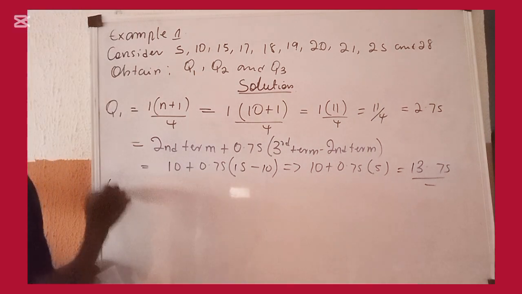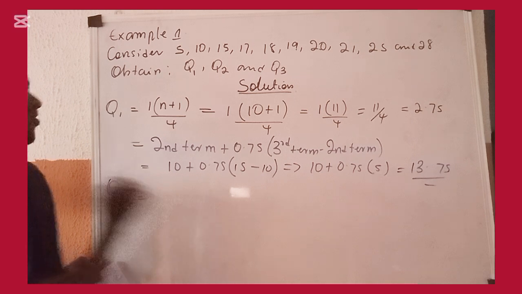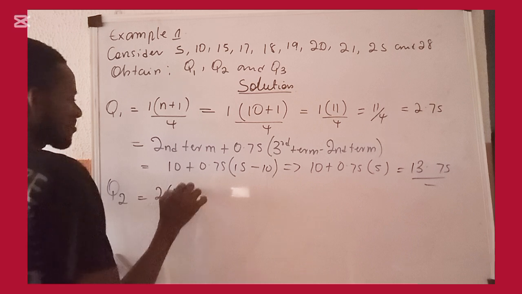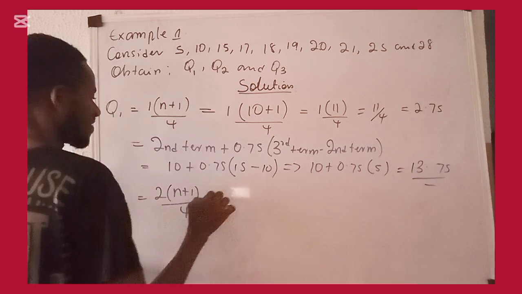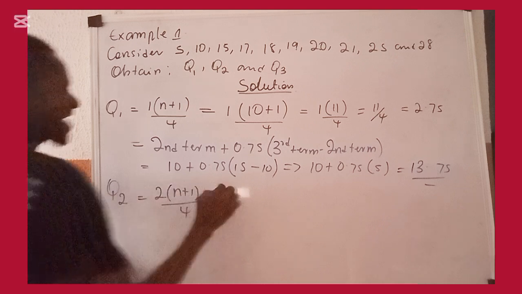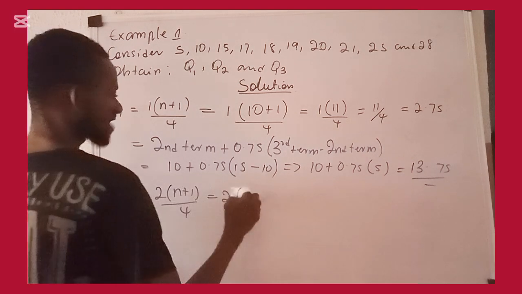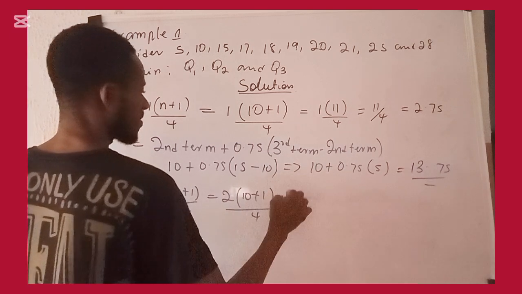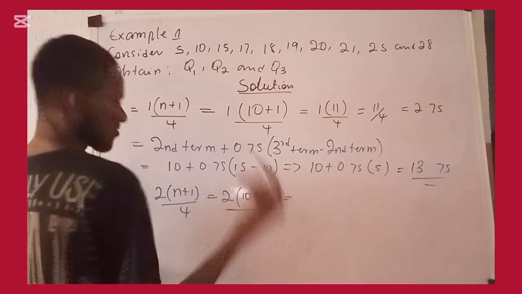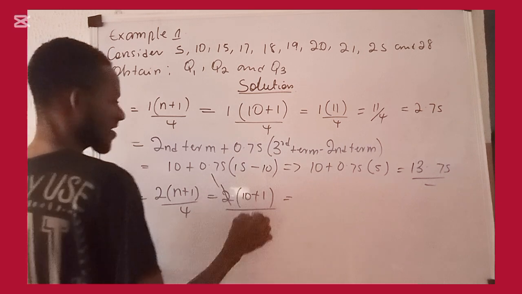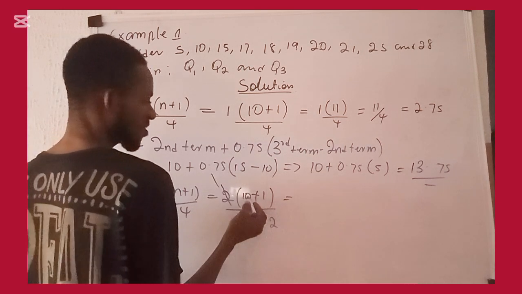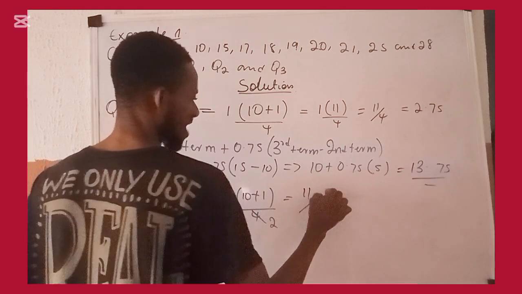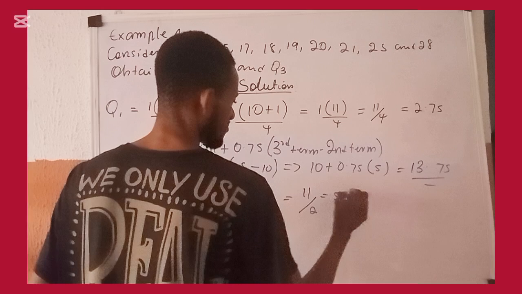Then we proceed to the second quartile. Our second quartile, Q2, we can use 2 into (n plus 1) all over 4. Here is my 2, my n is 10 plus 1, close the bracket, all over 4. Like what I told you before, this is 1 and this is 2. This becomes 10 plus 1, which is 11, all over 2, and this gives me 5.5.